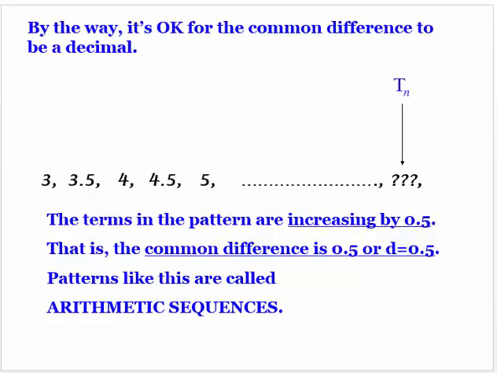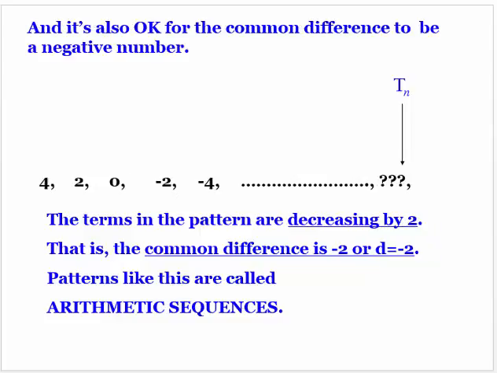And before we move into further examination, some things that we need to keep in mind. That common difference can be pretty much anything. So it can be a decimal: 3, 3.5, 4, 4.5, 5. Our common difference here is 0.5 or a half.